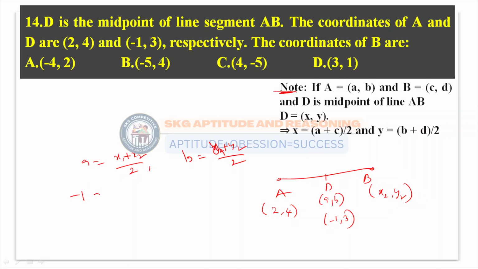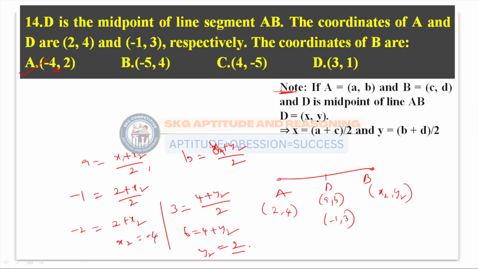So the A value we get is minus 1. So x1 value is 2, plus x2 divided by 2, that will be equal to minus 1, so minus 2 will be equal to 2 plus x2. The x2 value is minus 4. If you observe here, only minus 4 is presented in one option. Next, the B value is given as 3 here. y1 value is 4, plus y2 divided by 2, so 6 will be equal to 4 plus y2, then the y2 value will be equal to 2. So the coordinates of B are minus 4 comma 2, which is presented in option A.